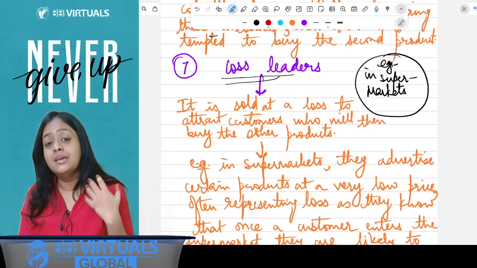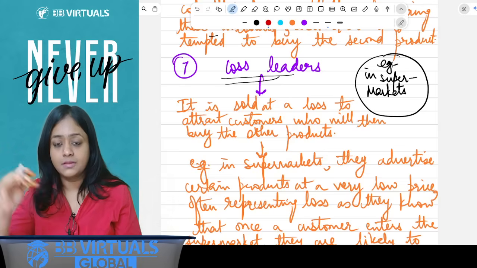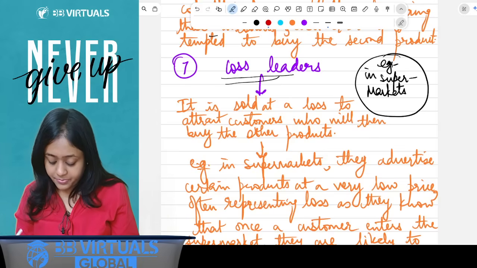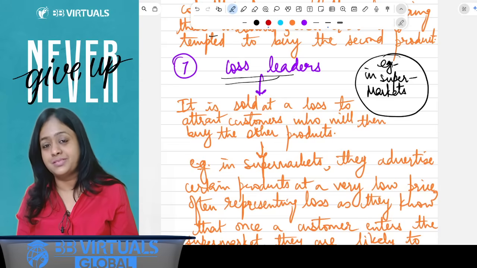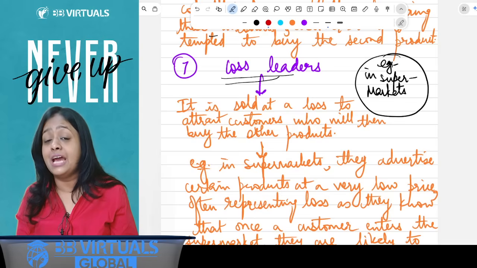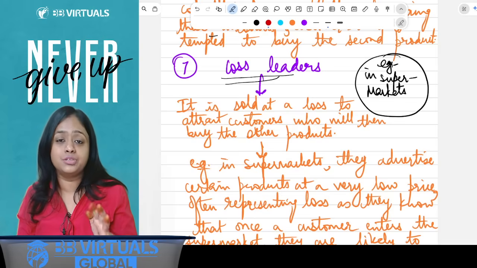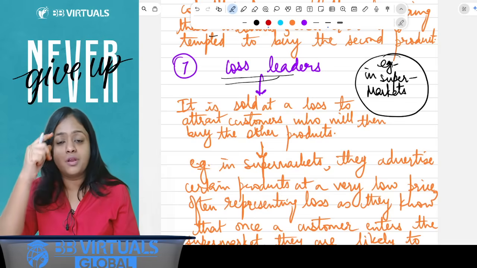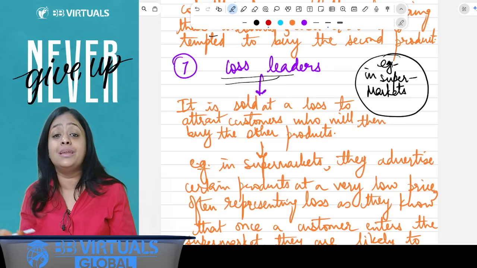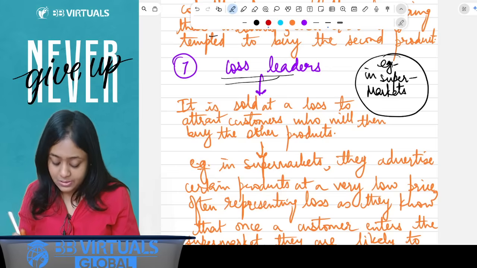So the business, the supermarket, makes more money because you end up buying more products. This is like attracting customers for one product, which eventually ends up with them selling 20 more products. So this is known as loss leaders.